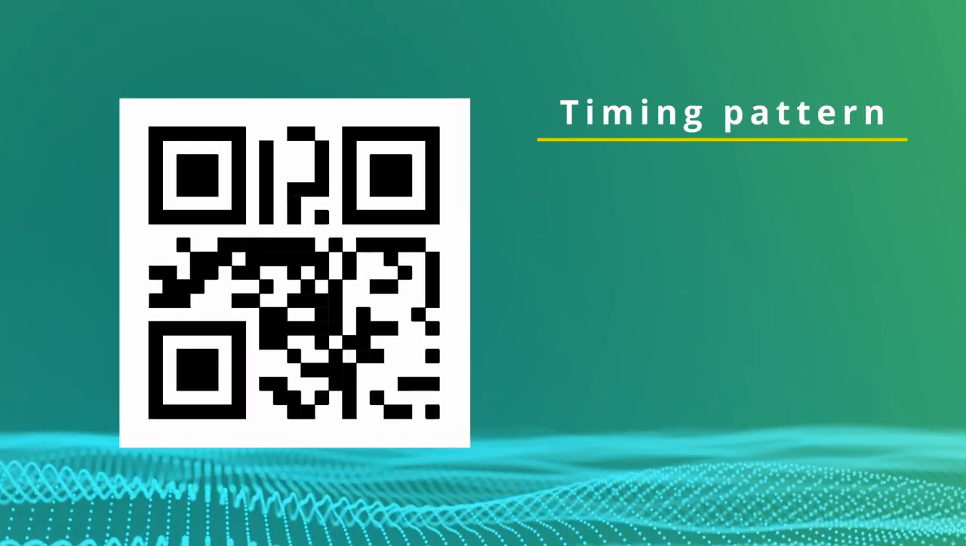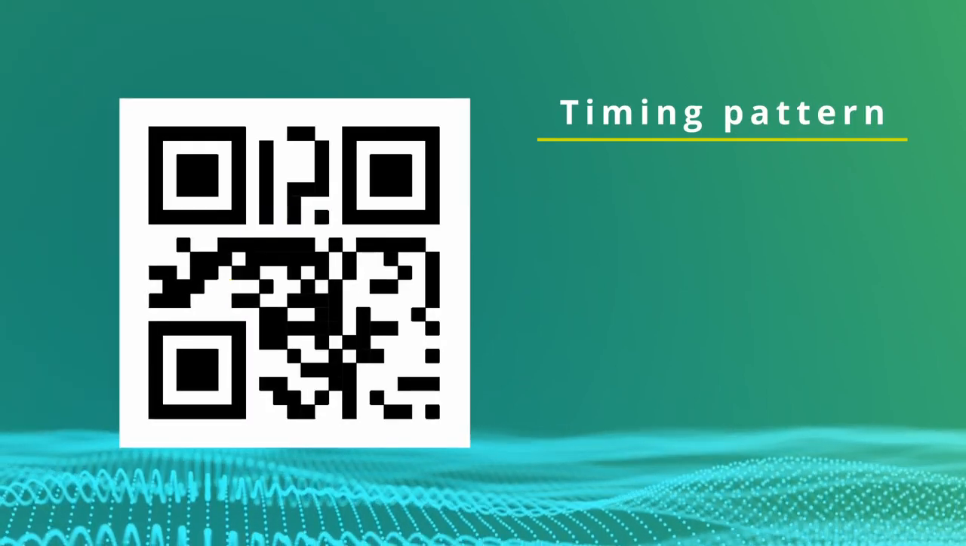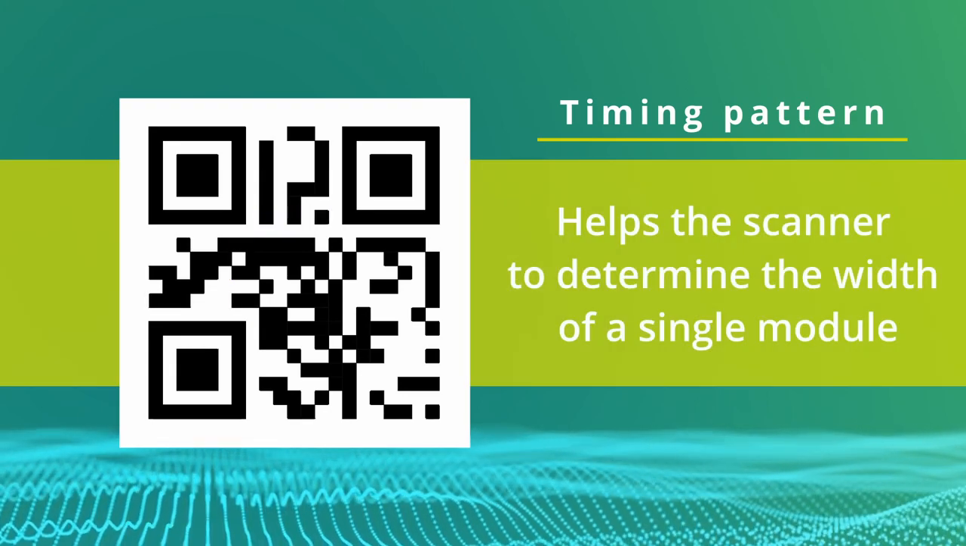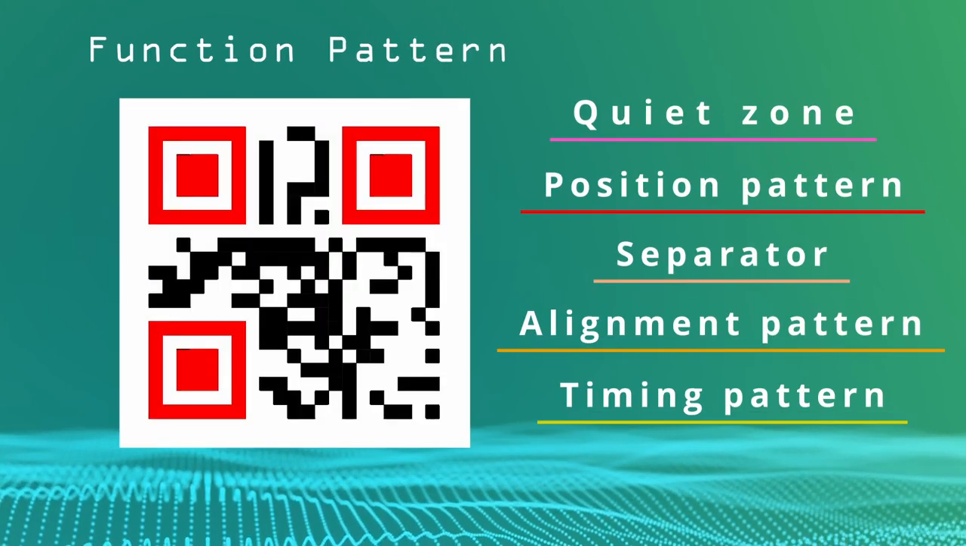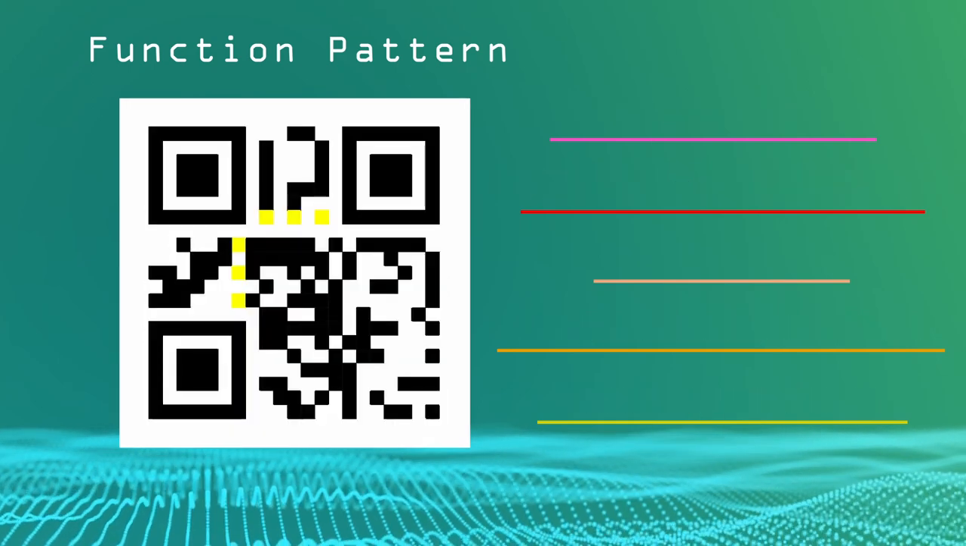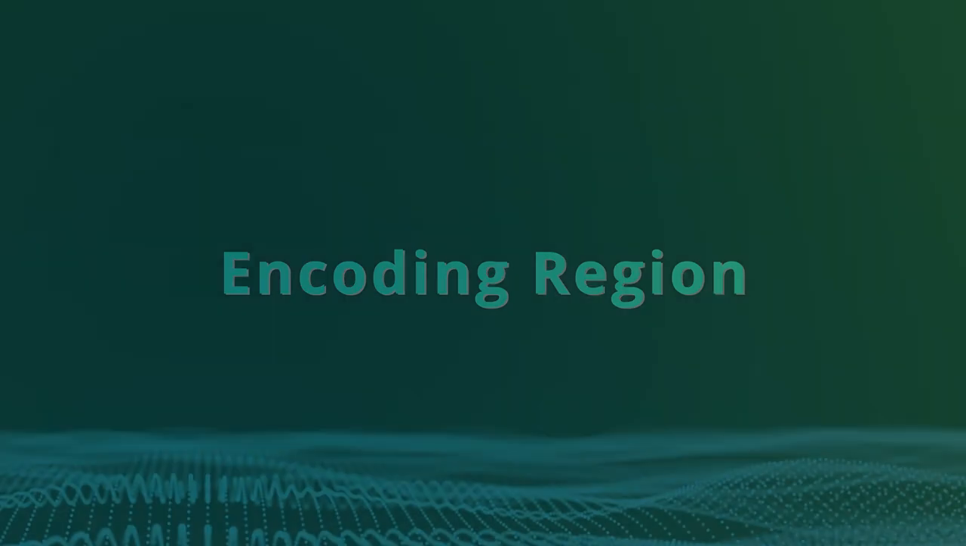Timing pattern. Alternating black and white modules between the position patterns. This helps the scanner to determine the size of the data matrix. Now, we have covered all the function patterns. They do not store any information, but they are important components for the scanner. Move on to the encoding region.